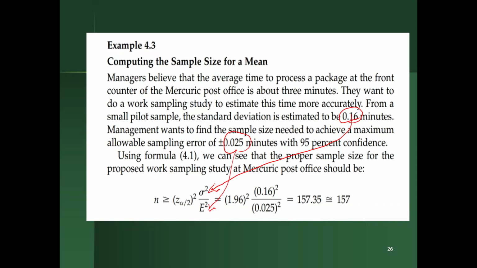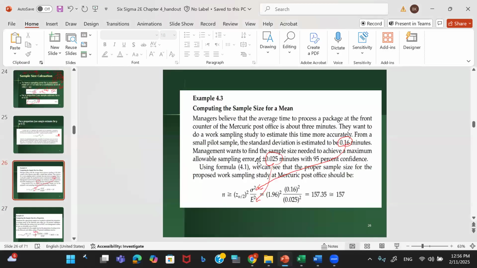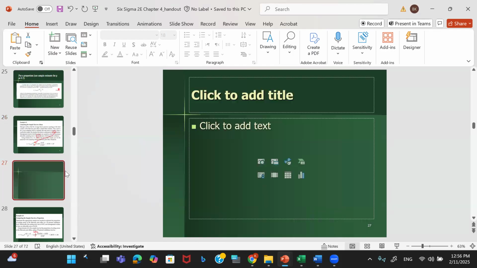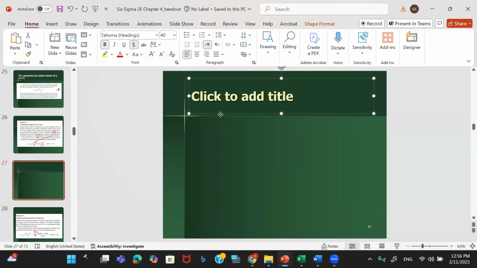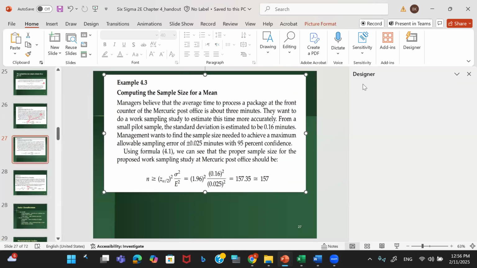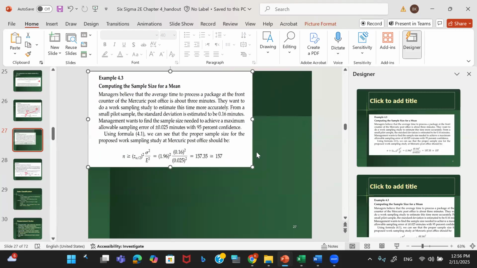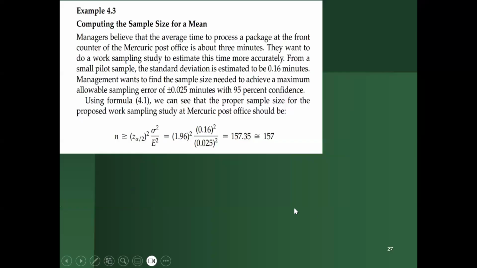So now let me copy this and open a new slide here, so I can show you how to put this here. We said we know sigma, it's given. If they say the standard deviation sigma is 0.16, or sometimes they give you the variance, sigma squared equal to a value, then the variance is sigma squared. If they give you the variance, you just put it as it is.